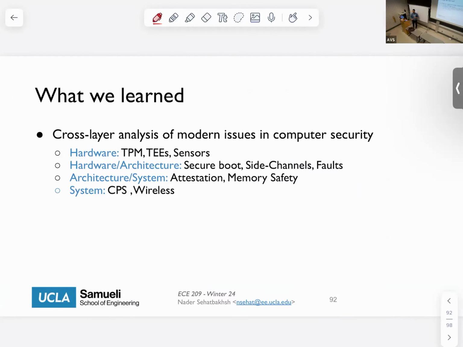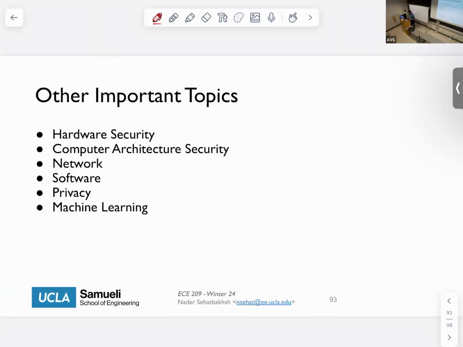We saw various different things, starting from hardware. We saw there are TPMs, TEEs, sensors. Then we talked about things such as secure boot and side channels and faults. Then we talked about things such as attestation, memory safety, and control flow integrity. And then at the system level, we saw end-to-end cyber physical systems. We saw problems with wireless systems and all. So the main thing that you have to understand is that security is a very cross-layer thing. It's not about just one layer. You have to always understand the interactions between these different layers when you're considering security. And hopefully, based on your interest, you can always explore more in each of these layers as you move forward. There are a whole bunch of other topics that we didn't have time to explain.